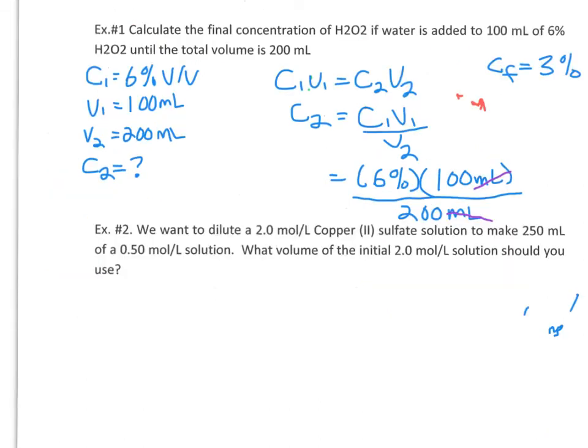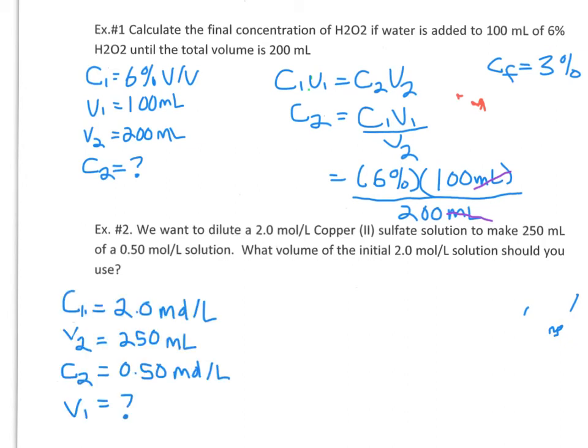In example number 2, we want to dilute a 2.0 mole per liter copper(II) sulfate solution to make 250 mL of a 0.5 mole per liter solution. Now we want to know what the initial volume is going to be of the 2.0 mole per liter solution that we need to use. So once again, start by writing out your givens.